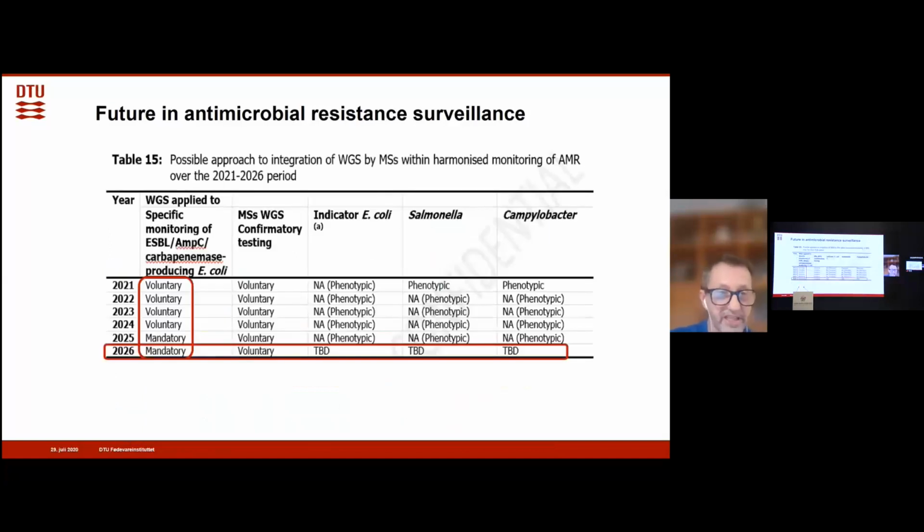So basically, the vision is that in the coming years, we have decided to allow whole genome sequencing for the specific monitoring. And then in 2026, we would take a decision to hopefully make it mandatory and phase out the phenotypic testing of also the indicator commensal E. coli, Salmonella, and Campylobacter, and conduct whole genome sequencing. But as I said, this is a decision that all the member states have to take. But I cross my fingers, because I'm pretty sure this is the way forward.